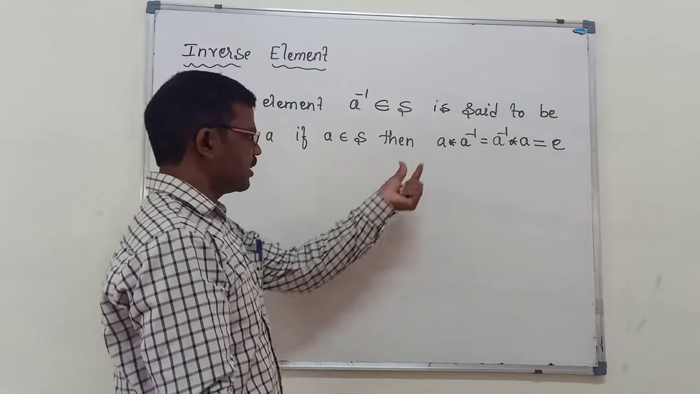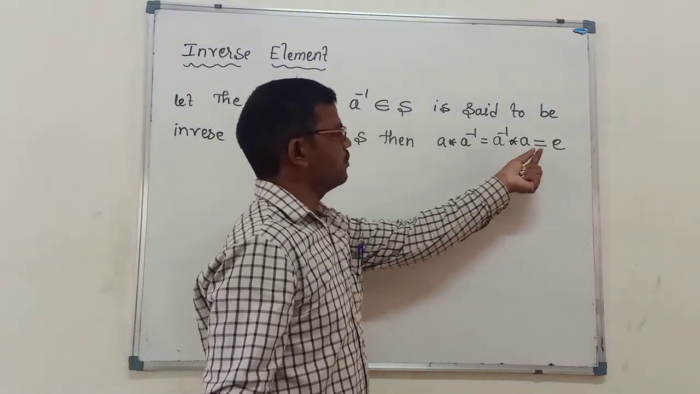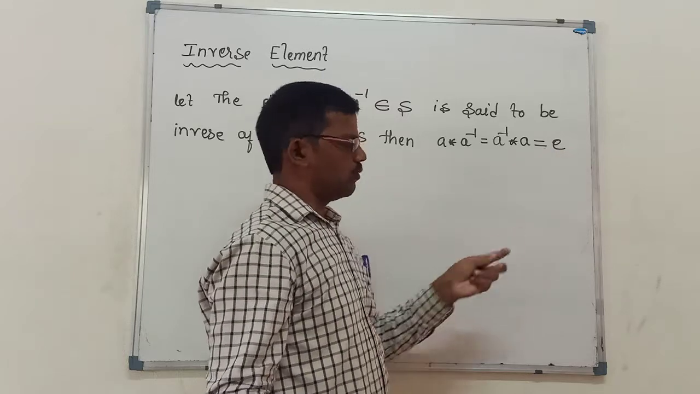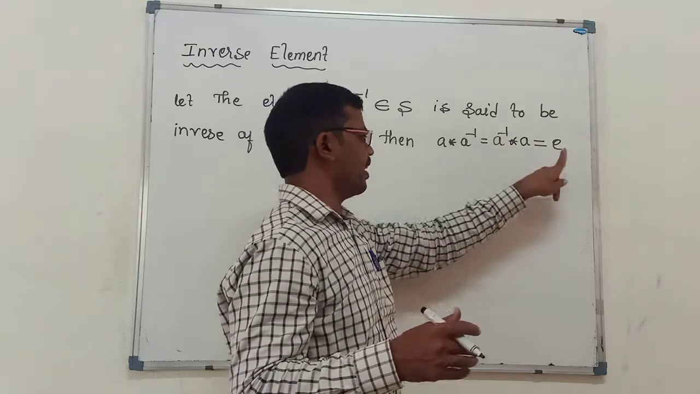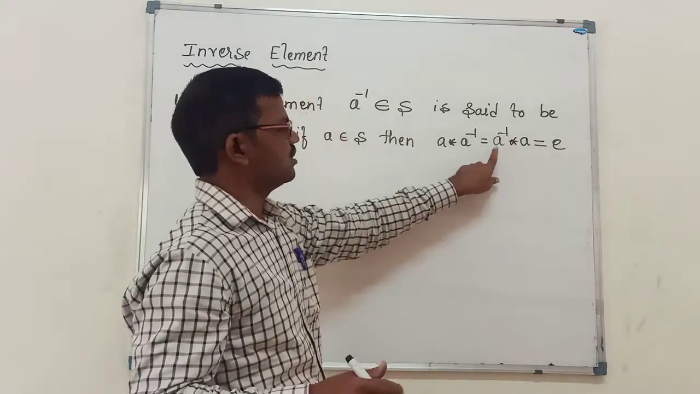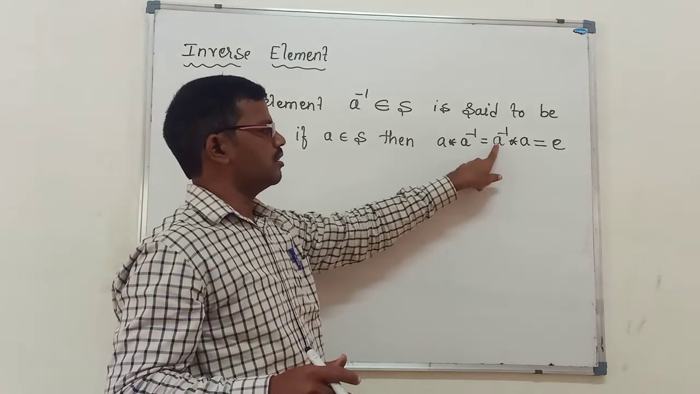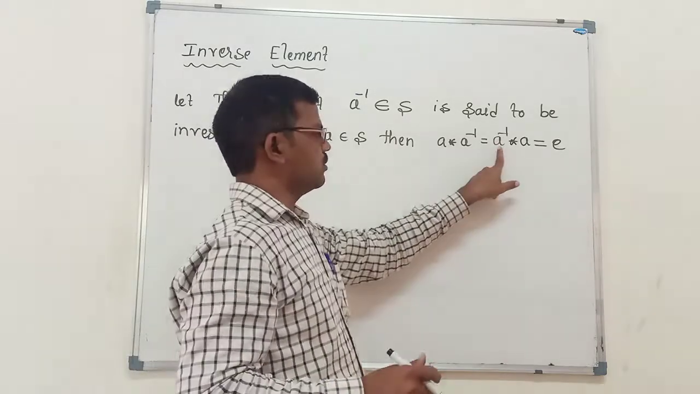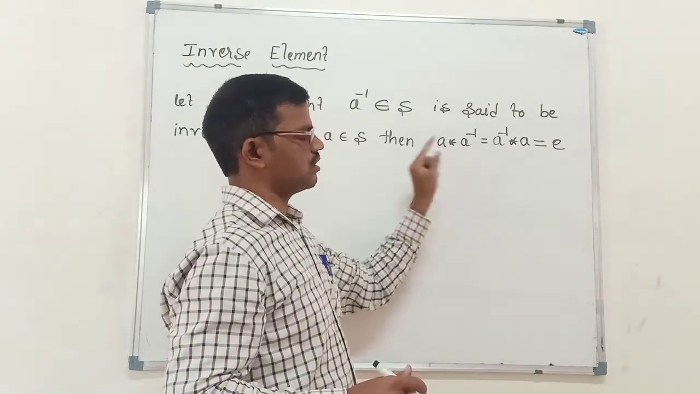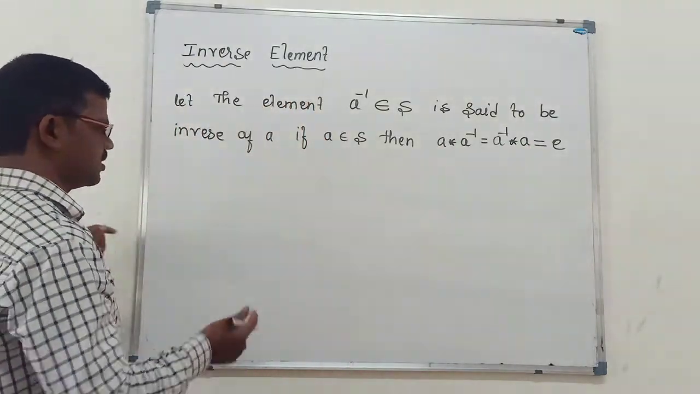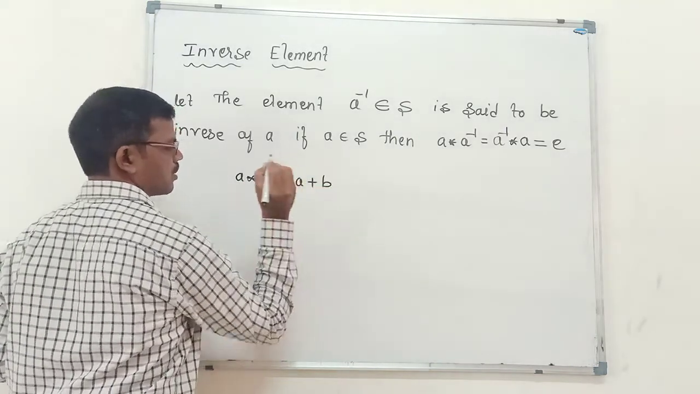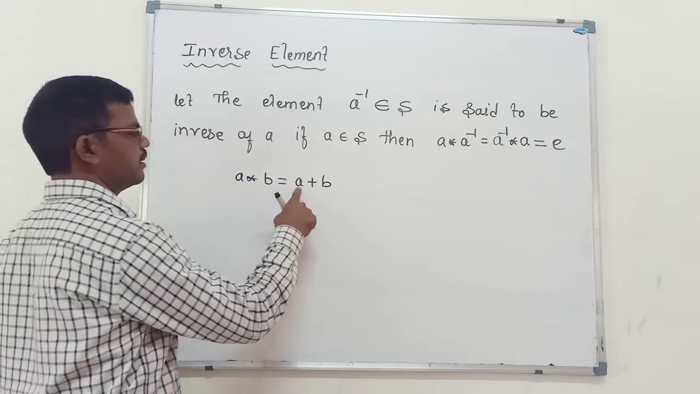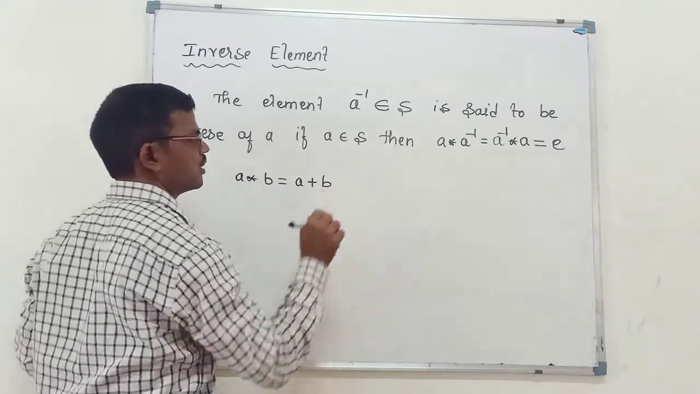So if we operate any two elements, we have to get the identity element. For whatever the operation star, if you operate the two elements and you get the identity element, then we say that the operated elements are inverse to each other. A inverse is the inverse of A, or A is the inverse of A inverse. For a best example, we can take addition: A star B is equal to A plus B.